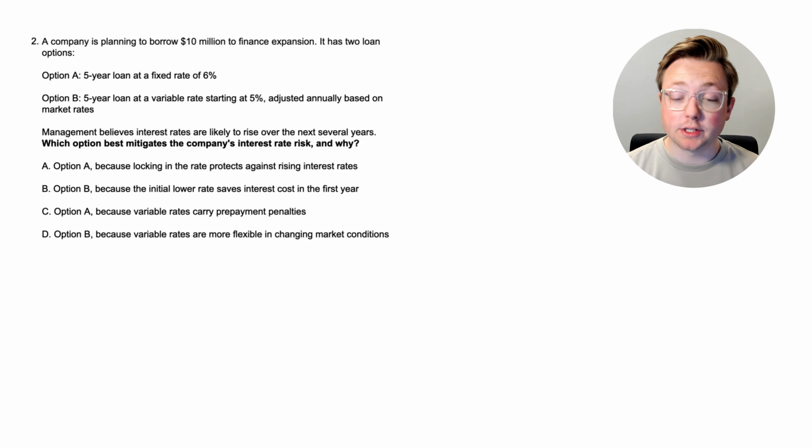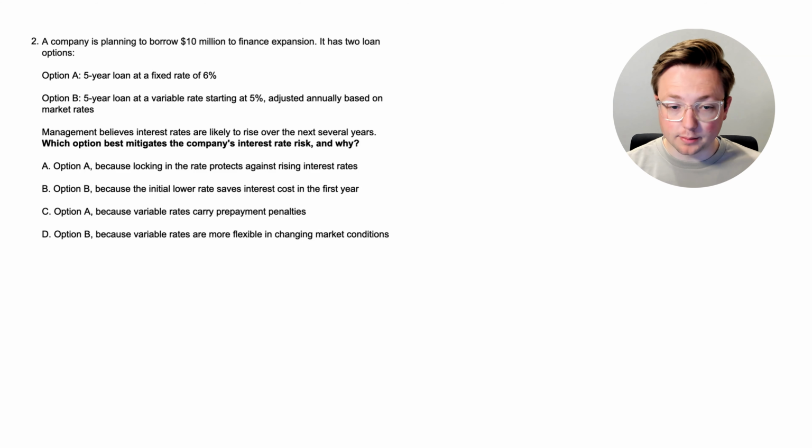Management believes interest rates are likely to rise over the next several years. So again, which option best mitigates the company's interest rate risk and why? So we have 2 options here. Basically a fixed rate loan or a variable rate loan that would be affected by the market rates. And they're expecting the interest rates to rise over the next several years. So which option would be best?